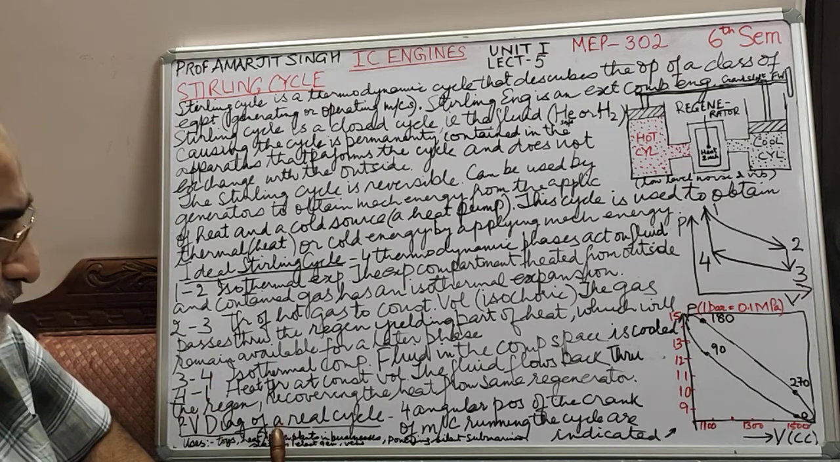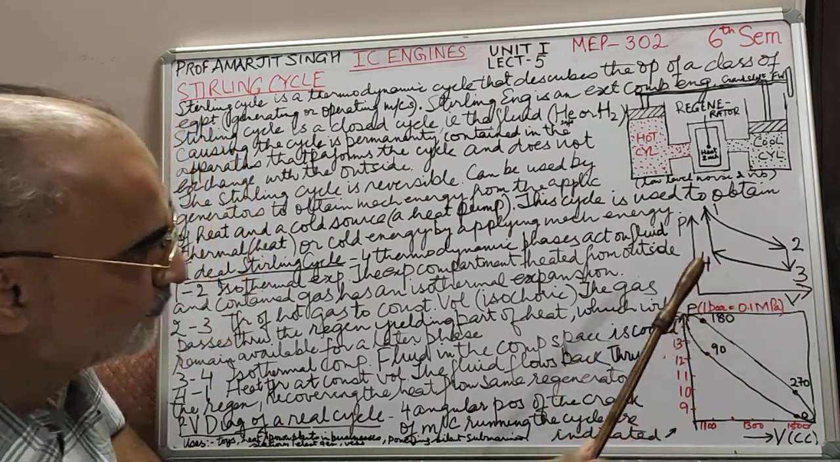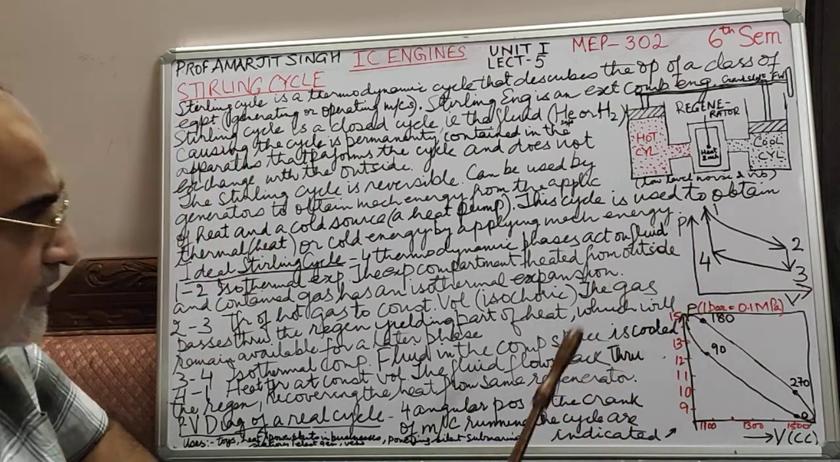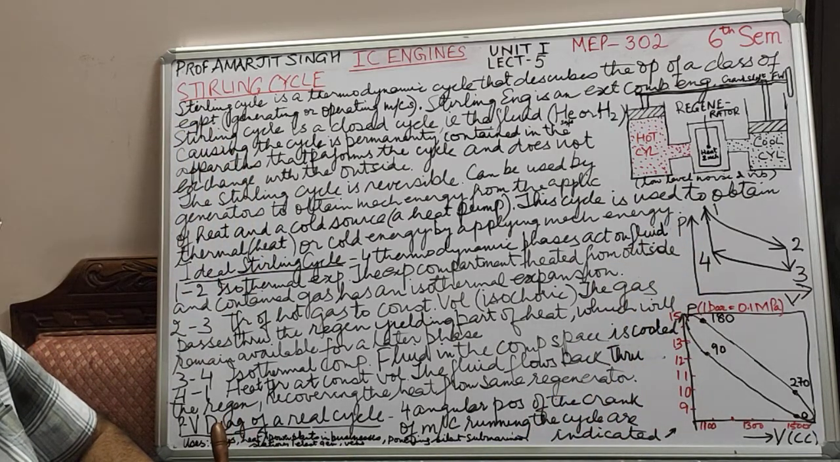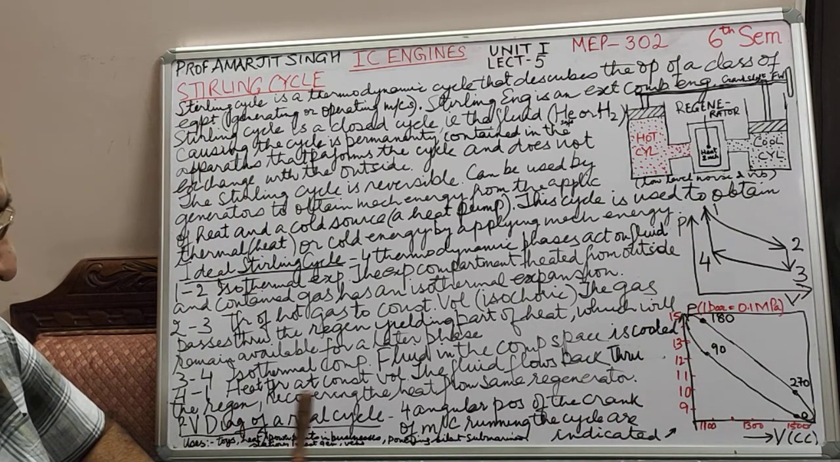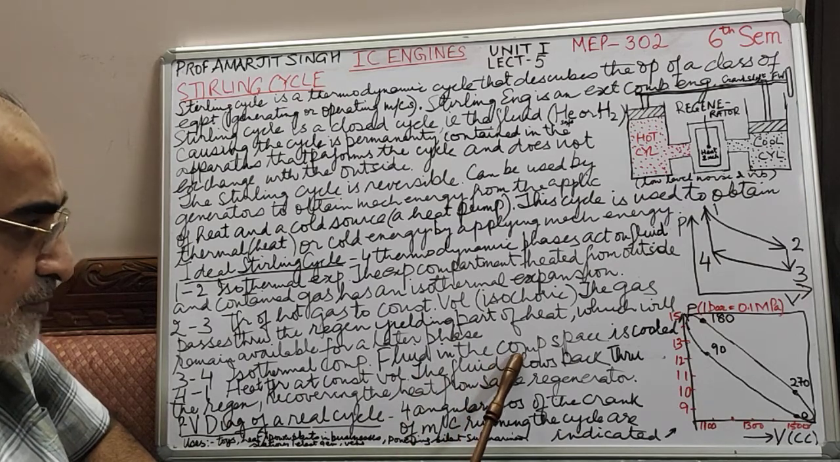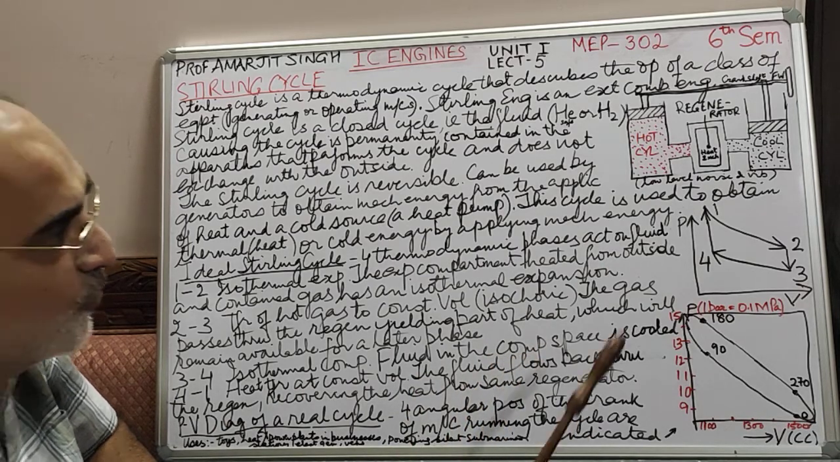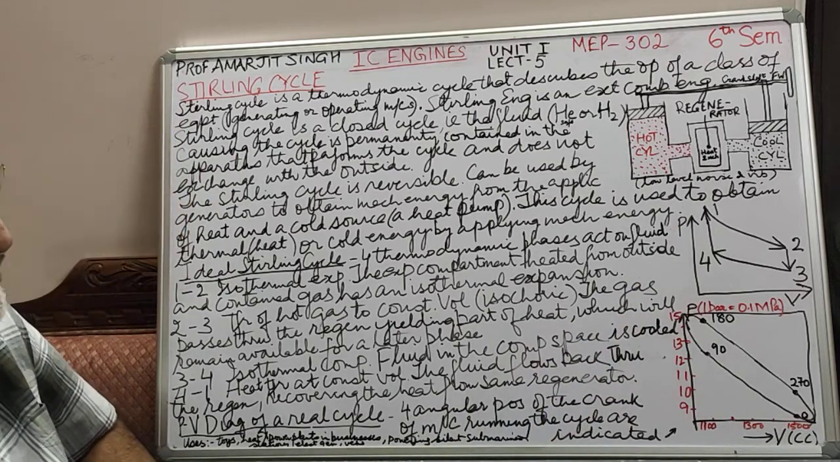3 to 4, isothermal compression. Fluid in the combustion space is cooled with the help of this cooling cylinder.